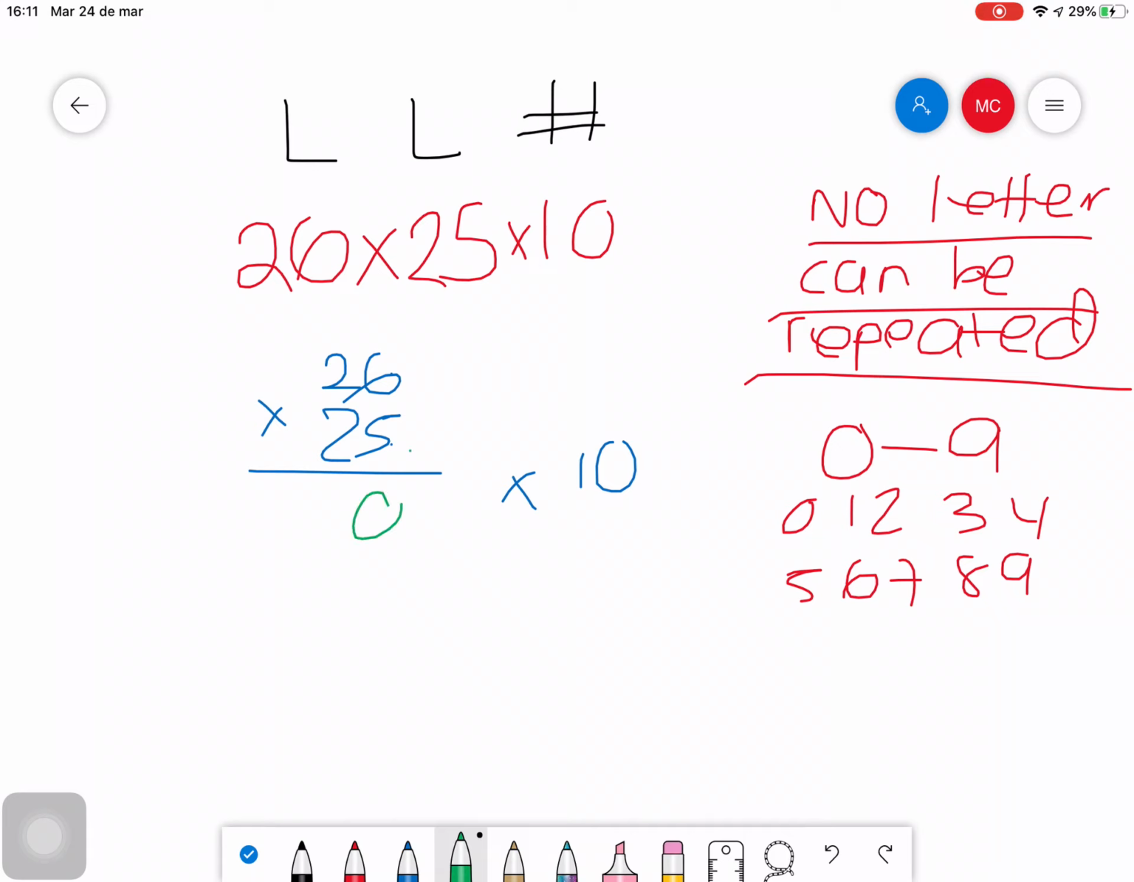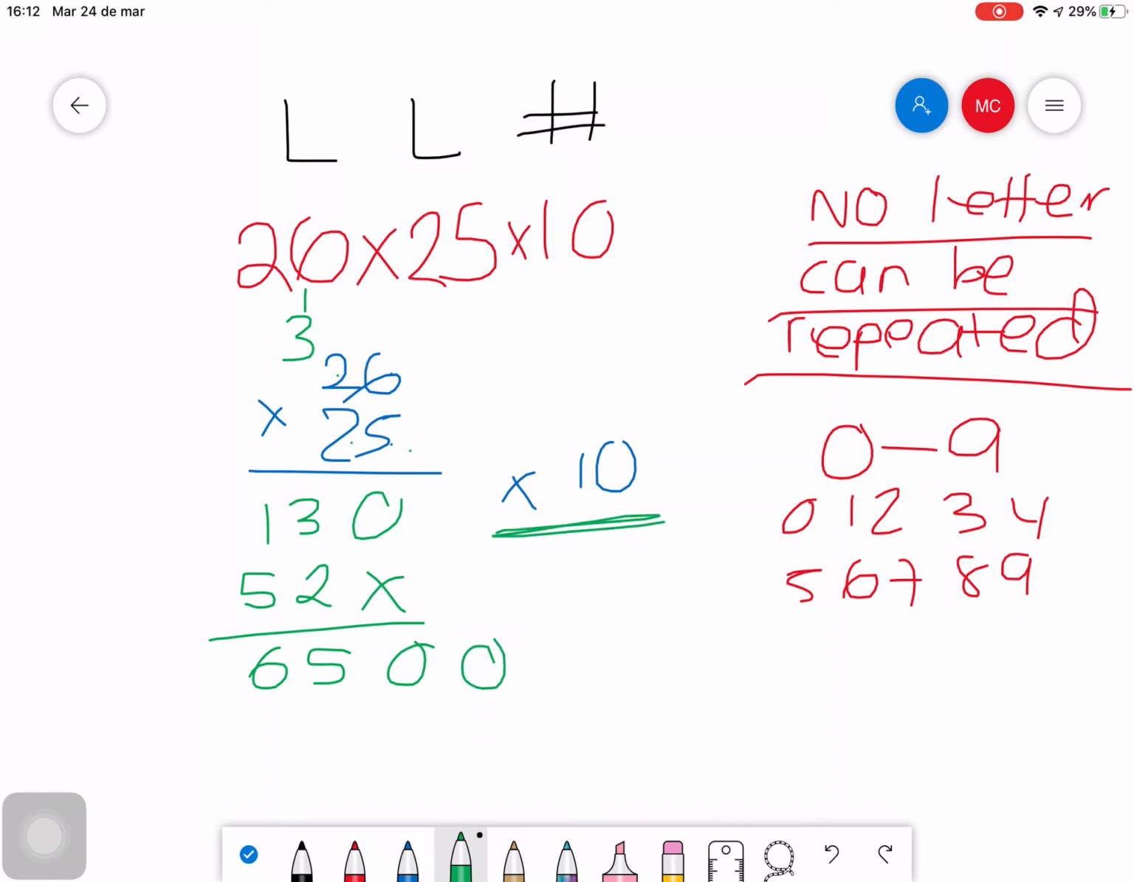5 times 6 is 30. 5 times 2 is 10 plus 3 is 13. And then a space. 2 times 6 is 12. 2 times 2 is 4 plus 1 is 5. So 0, 5, and 6. My result was 650. And then times 10, that means I just add a 0, right? Because I multiply by 10. So how many combinations can I create? I can create 6,500 combinations. Now, you have this in your book, okay? I explained that fast because we have already explained it before.